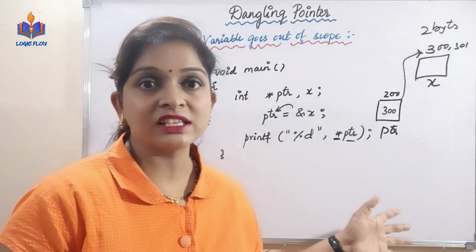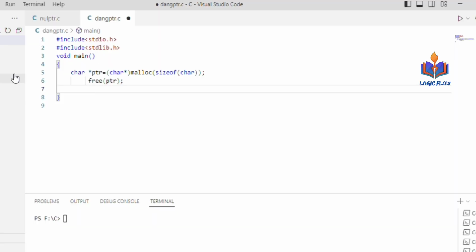Now let us see all these things practically. So here is the program to understand the dangling pointer. Let us understand the first way in which a pointer behaves as a dangling pointer, which is dynamic allocation of memory. So here we have a pointer variable and we have allocated the memory through the malloc function. As soon as we allocate the memory, I am clearing that memory using the free function. So I say free PTR, and the memory will be deallocated.